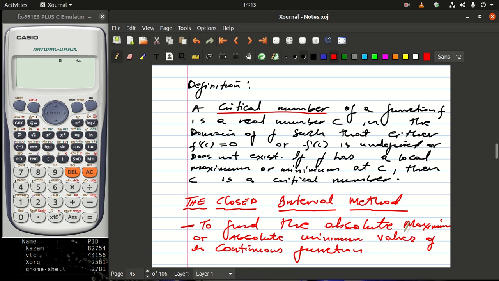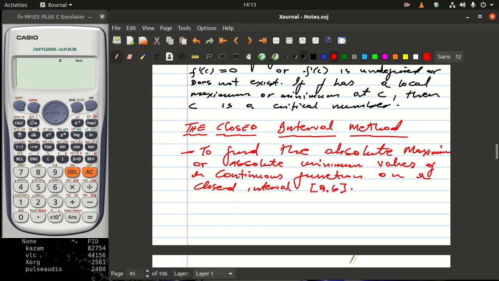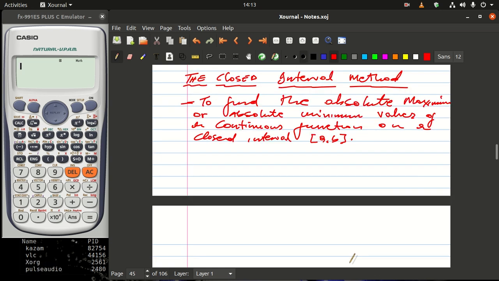Of a continuous function on a closed interval. Let's say this interval is AB. How do you end up finding the absolute maximum or the absolute minimum of a continuous function? Remember that what I'm going to tell you is only applicable to continuous functions on that particular interval. But if it's not continuous, then you will have to find a way. Of course, you will never be asked to find things that are not continuous.